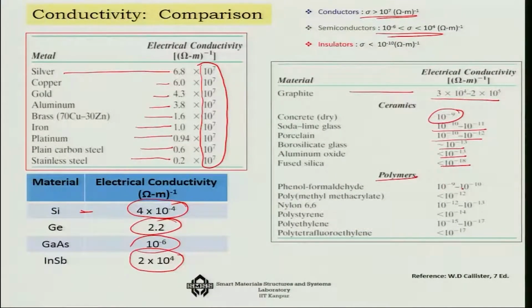like phenol formaldehyde, 10 to the power minus 9 to 10 to the power minus 10, PMMA 10 to the power minus 12, nylon minus 12 to minus 13, polystyrene minus 14, polyethylene minus 15 to minus 17, and polytetrafluoroethylene minus 17. Having said that, there are some polymers like polypyrroles, etc., which show a much higher degree of conductivity, but we will come to it when we discuss the polymers.